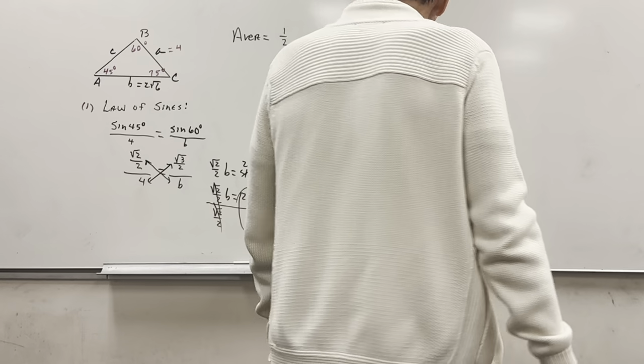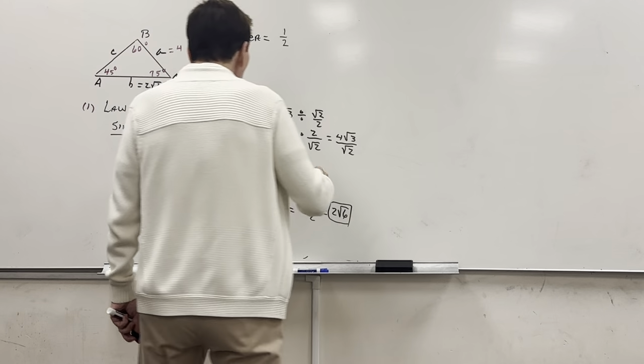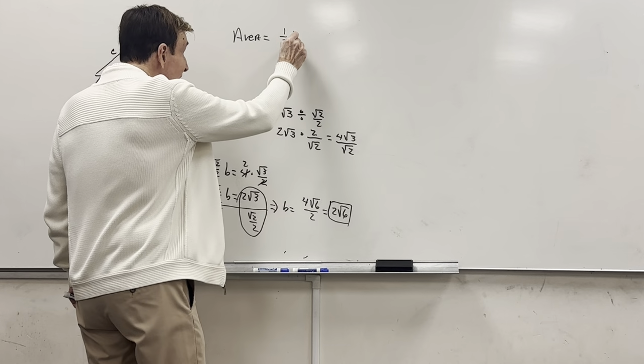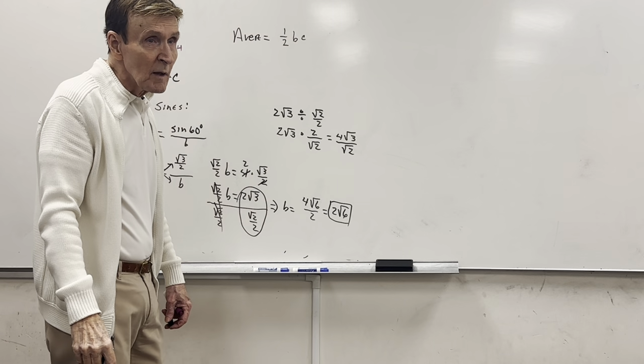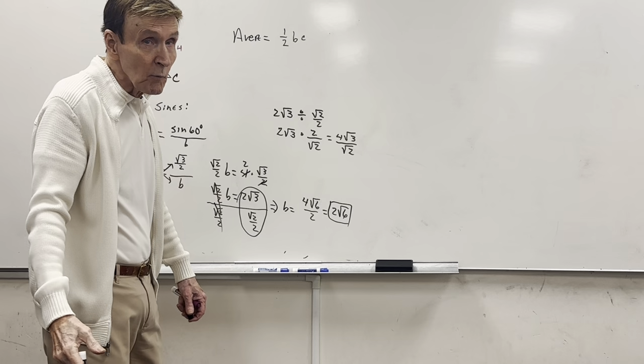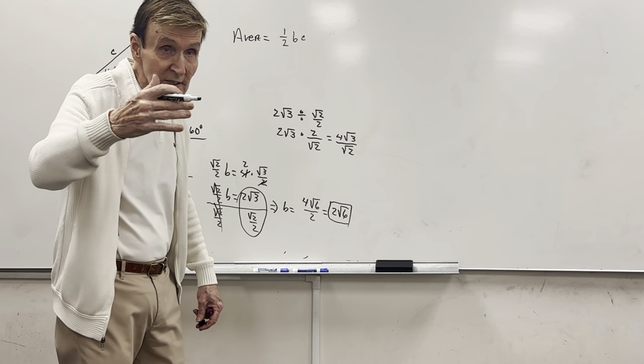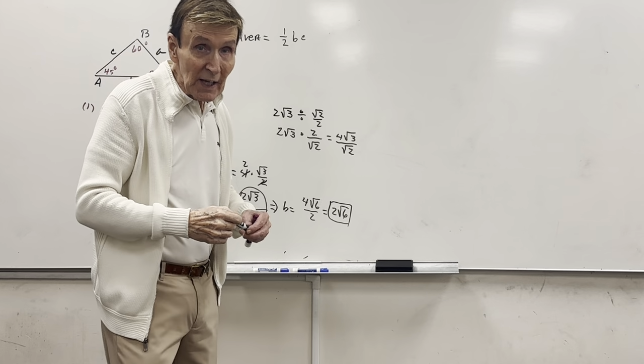A is 1/2 CB sine. Wait, BC? Oh wait, no, this is just proving the... Okay, sine, yeah. Okay, I'm thinking, what was this? I know I used it for the law of sines. I used that to find the law of sines.